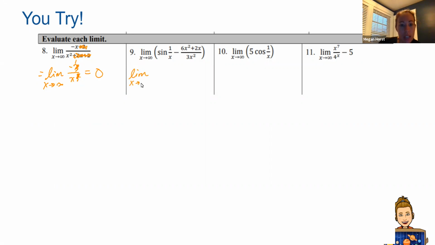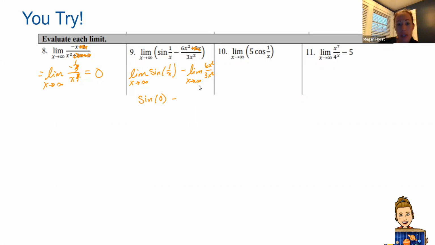So I have the limit as x goes to infinity of sine of 1 over x, subtract, and I'm going to get rid of this because I don't need it, the limit as x goes to infinity of 6x squared over 3x squared. So let's start with our sine function. We have 1 over an insanely large number, that's 0. So this evaluates to be the sine of 0 degrees or 0 radians.